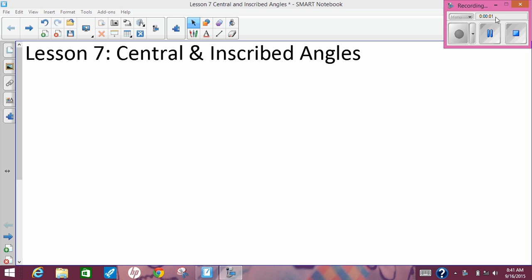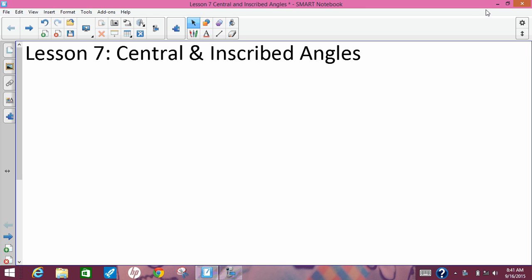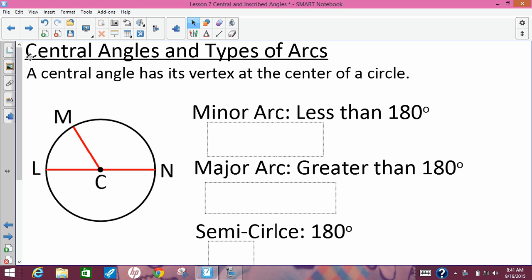Everybody, today we're going to talk about two different types of angles that we're going to see inside of circles. And in order to talk about that, we're first going to talk about different types of arcs, because these angles are going to form different types of arcs. So remember that arcs are just pieces of the entire circle.